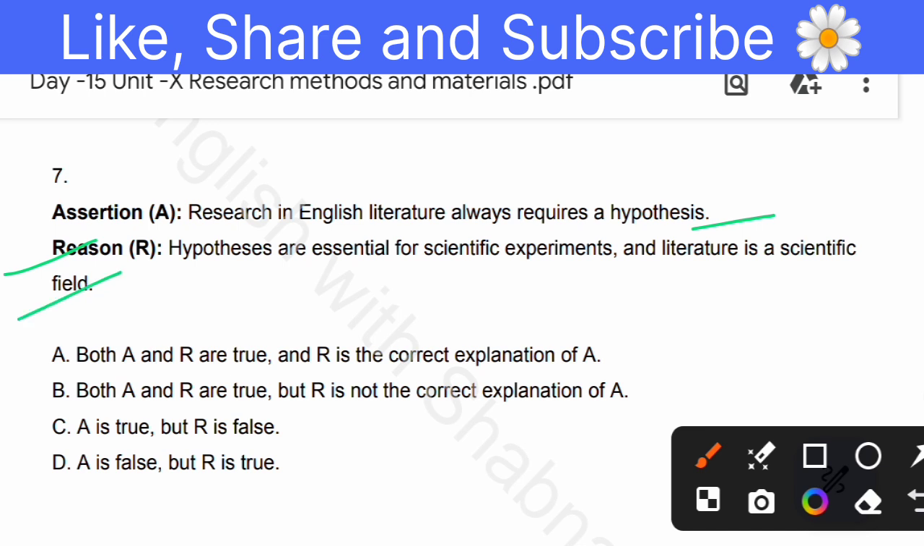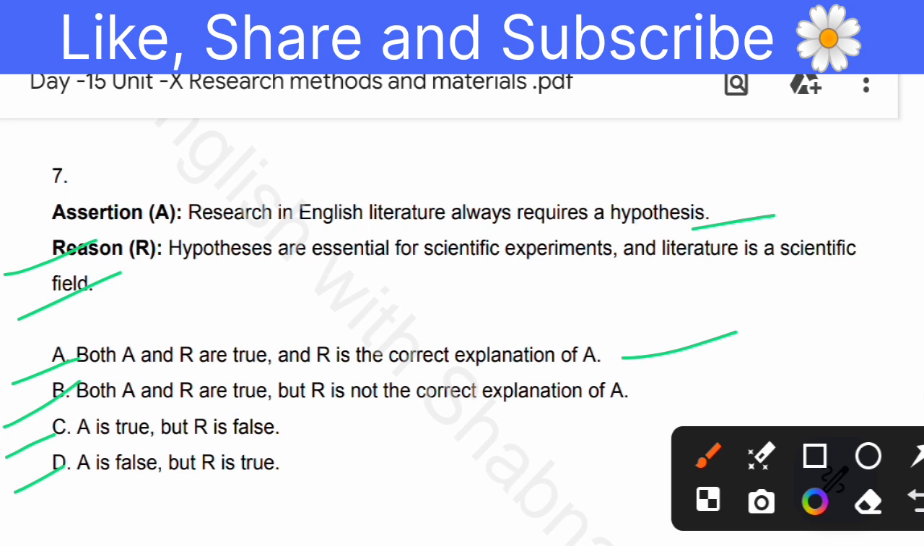Option A, both A and R are true, and R is the correct explanation of A. Option B, both A and R are true, but R is not the correct explanation. C, A is true but R is false. And D, A is false but R is true. What could be the correct answer?